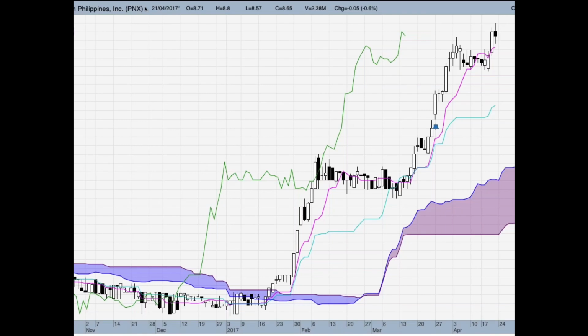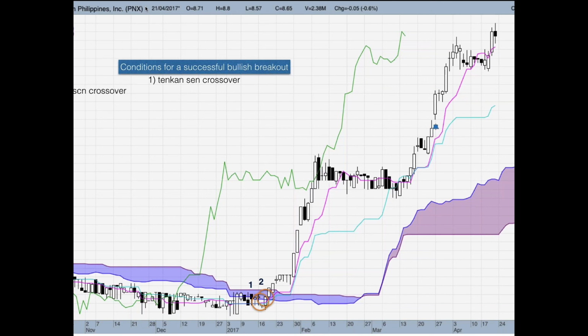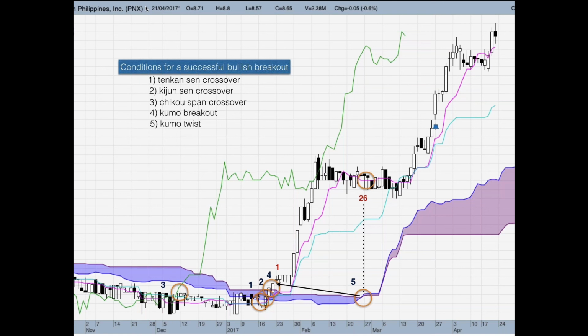Here's another case. We have PNX. PNX is trending strongly because it was able to meet all the conditions for a successful breakout. First, there was a Tenkan-sen crossover. Second, there was a Kijun-sen crossover. Third, there was a Chikou Span crossover. Fourth, there was a Kumo breakout. Fifth, there was a Kumo twist 26 periods ahead. That twist actually corresponds to this candle at number 4.